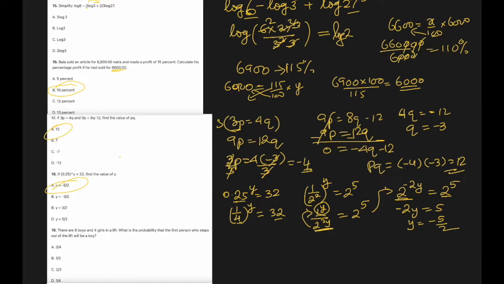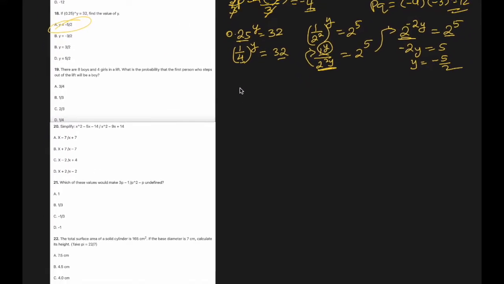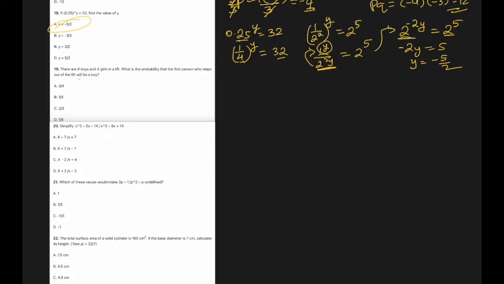A. Number 19. There are 8 boys and 4 girls in a lift. What is the probability that the first person who steps out of the lift is a boy? So the total number of boys is 8, the total number of people is 12. 8 over 12 becomes the probability, which is 2 over 3.